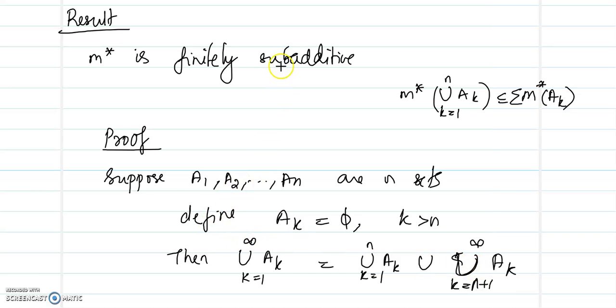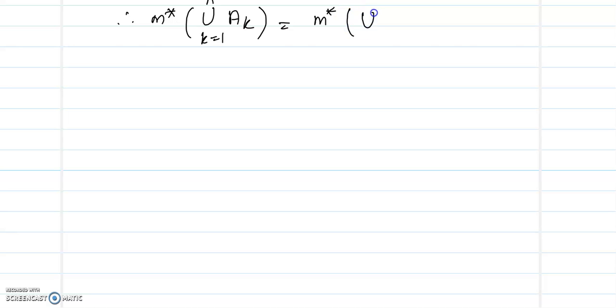Now let us use the countable subadditive property. Therefore n star of the union k equal to 1 to n of Ak will be equal to n star of the union k equal to 1 to infinity of Ak, because these two sets are the same. So their outer measures will be the same.